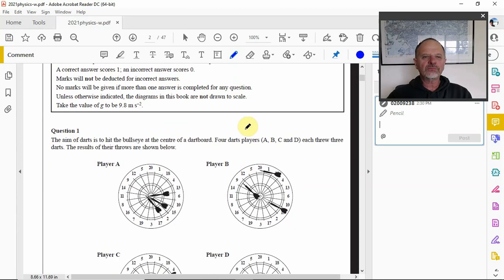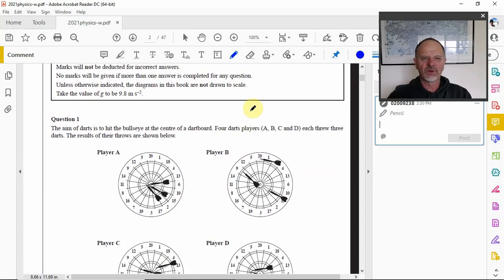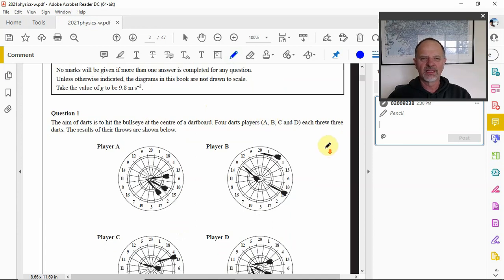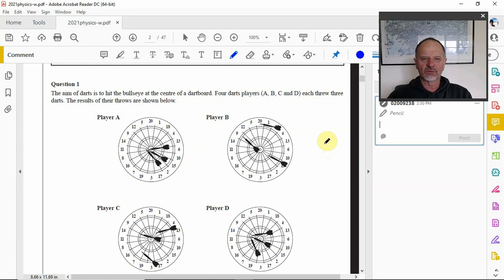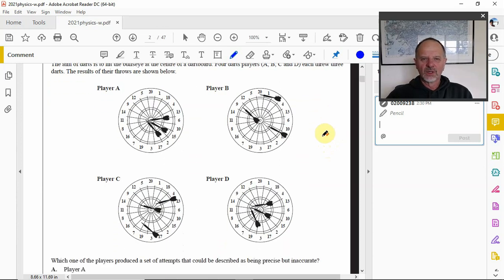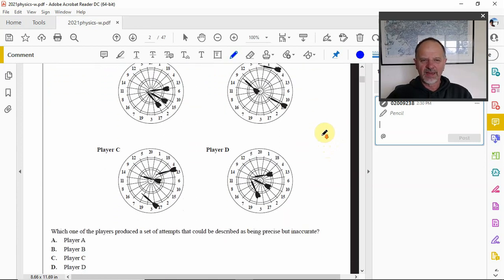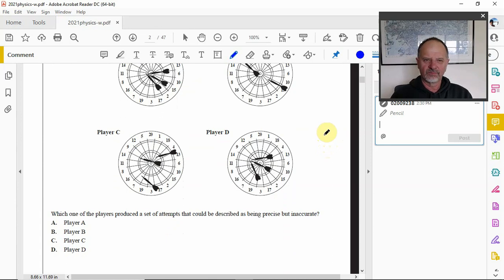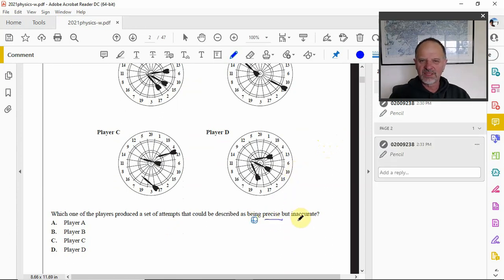All right, so question one. Let's have a look at question one. The aim of darts is to hit the bullseye in the center of the dartboard. We've got four players, and these are their results. Which one of the players produced a set of attempts that could be described as being precise but inaccurate? So for precise, they'd be close to each other.